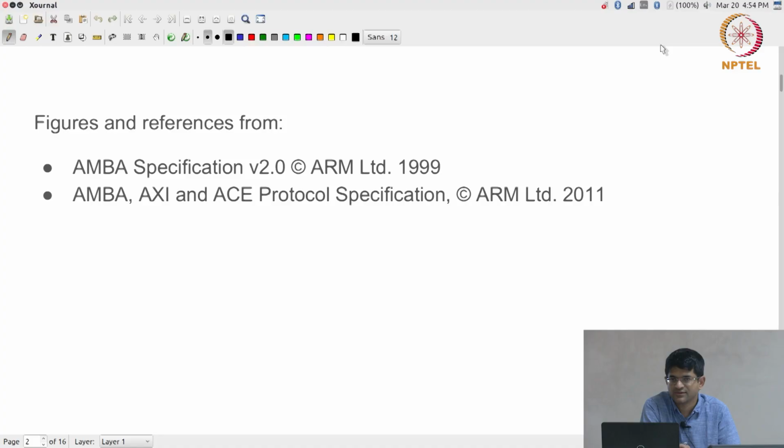So just a word of background for the figures that I have used in this presentation. Pretty much all of them are from one of two documents, either the AMBA specification. AMBA stands for the Advanced Microcontroller Bus Architecture, and AMBA is what ARM first proposed for their system buses. Version 2.0 was in use for a very long time.